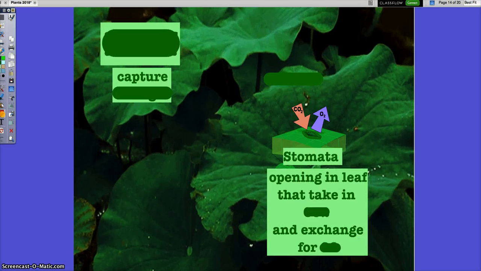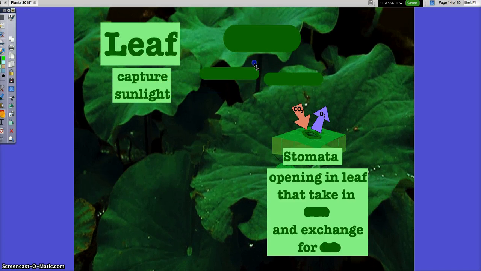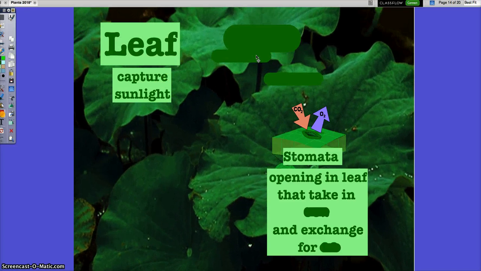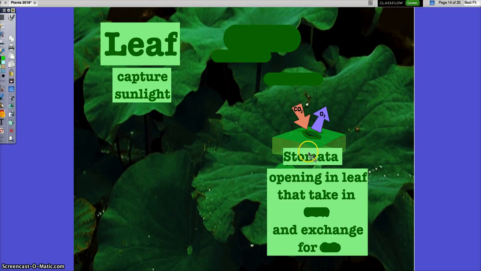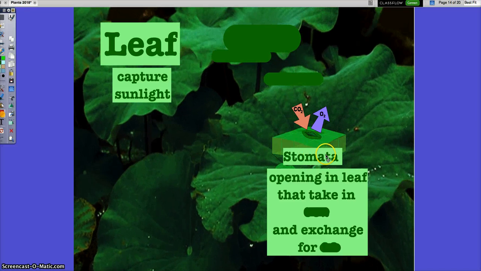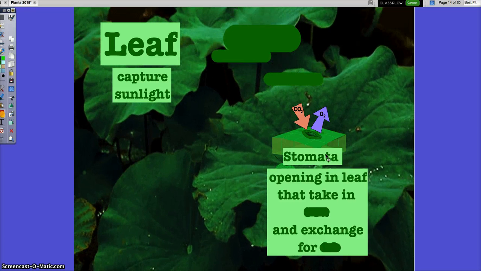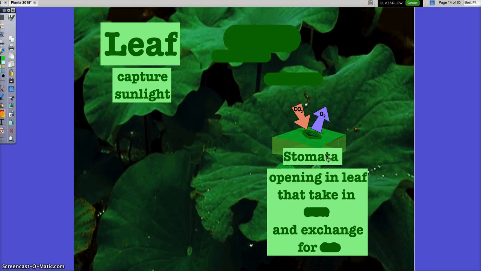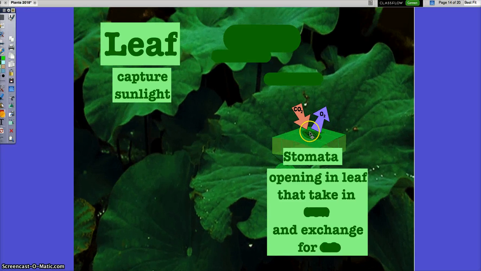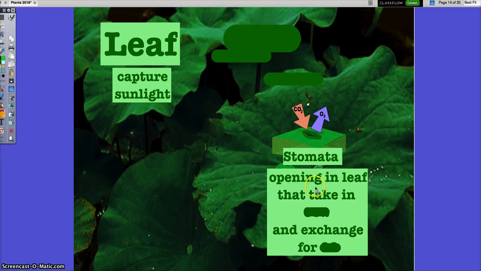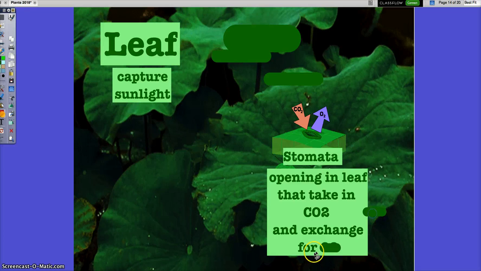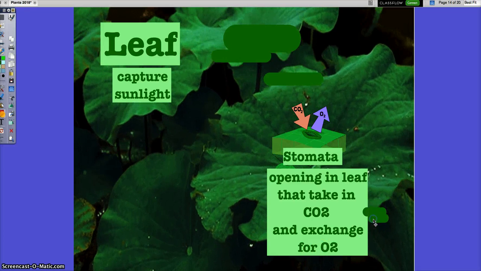Now we've got what structure? Leaves. Good. They capture sunlight, and the focus of capturing sunlight is to be able to do what? Photosynthesis, which happens in the leaf, which is the part of the plant, not a cellular part. There is a little cellular part inside called the stomata, which is the opening in the leaf where the gas exchange takes place for photosynthesis.